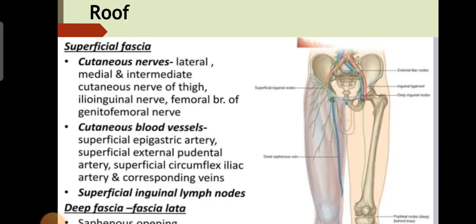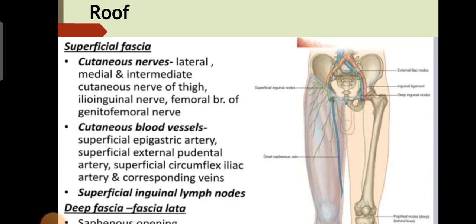Now the roof. In the roof of the femoral triangle, we have the skin, then superficial fascia, and beneath the superficial fascia we have deep fascia. The superficial fascia in the femoral triangle contains some cutaneous nerves and vessels. The nerves are lateral, medial, intermediate cutaneous nerve of the thigh, ilioinguinal nerve, femoral branch of genitofemoral nerve.